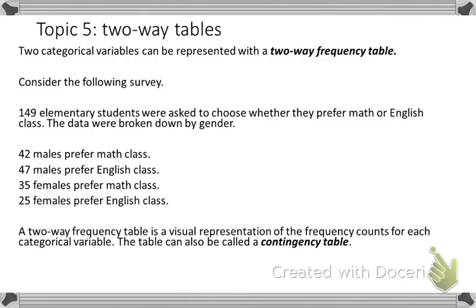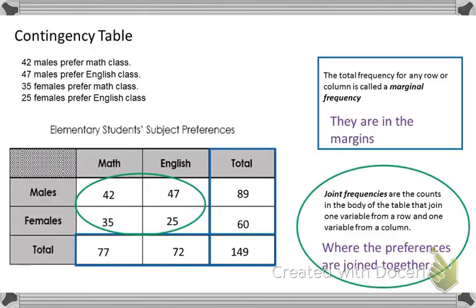Contingency table helps you find other information about the data, okay? So we're going to make a contingency table here. Here's my contingency table. If you'll notice, I put in my information: 42 males prefer math, 47 males prefer English, 35 females prefer math, 25 females prefer English. This area right here, it has a green circle around it, is called your joint frequencies. Joint frequencies are where the preferences are joined together.